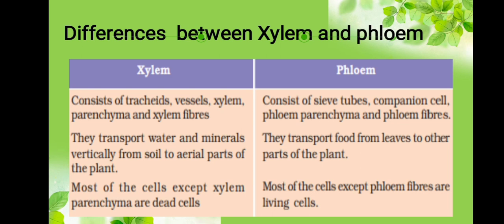Leaves are the location of preparation of food materials, so from leaves to other parts of the plant. Most of the cells in xylem except xylem parenchyma are dead cells. Most of the cells in phloem except phloem fibers are living cells.